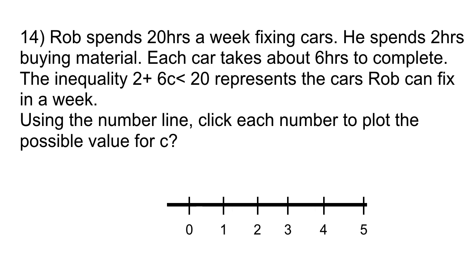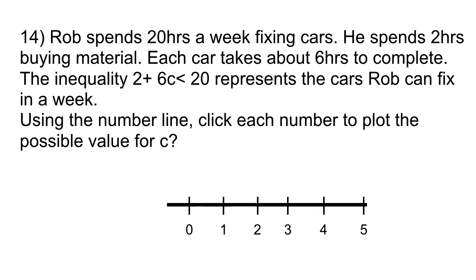So this is a really good question for examiners, because they get the best bang for their buck in a way. All right, so it says Rob spends 20 hours a week fixing cars. He spends 2 hours buying material. Each car takes about 6 hours to complete. The inequality 2 plus 6c is less than 20 represents the cars Rob can fix in a week. And then it says, using the number line, click each number to plot the possible value of c.